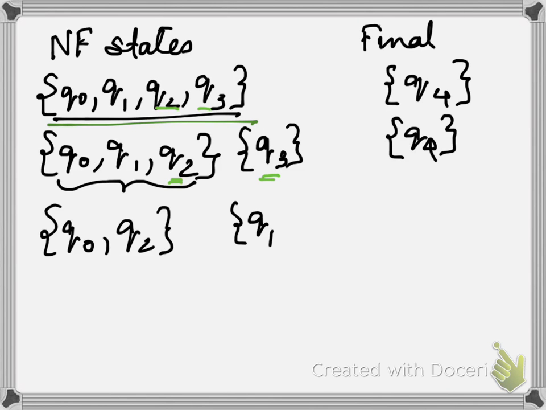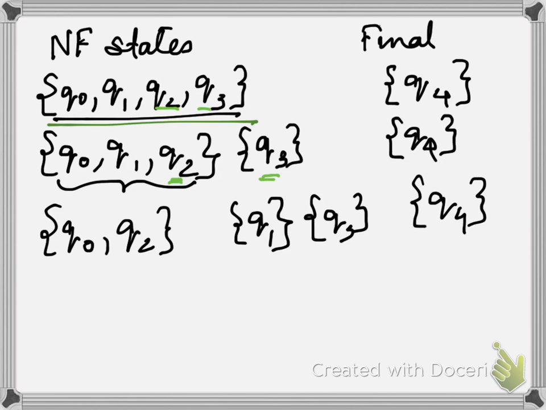Okay, and Q1 forms a separate set here. And Q3 again, it's a single set. And we have Q4 out here. Single element sets we are not going to check for equivalence because it's alone. So now I have these partitions: Q0, Q2, Q1, Q3 and Q4. So 4 sets I have.